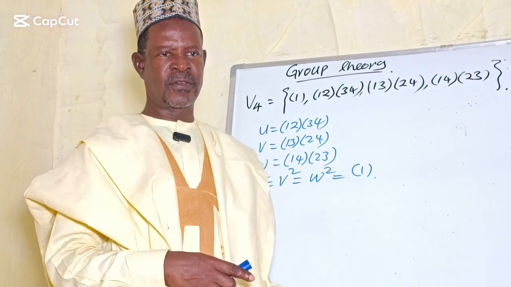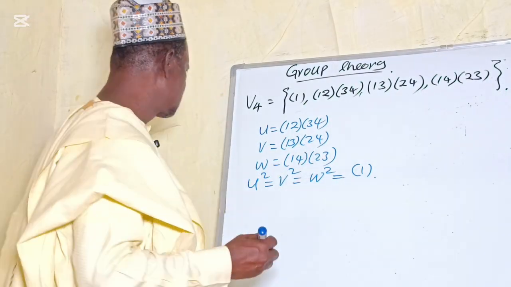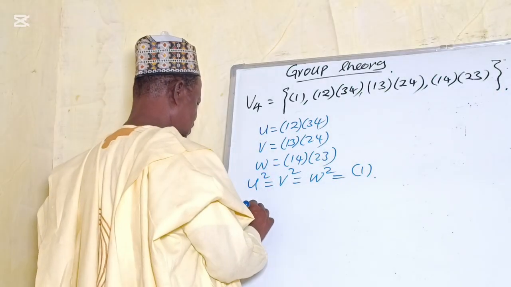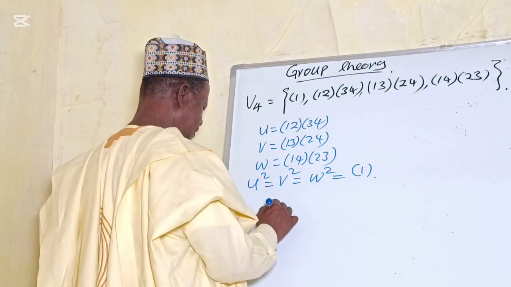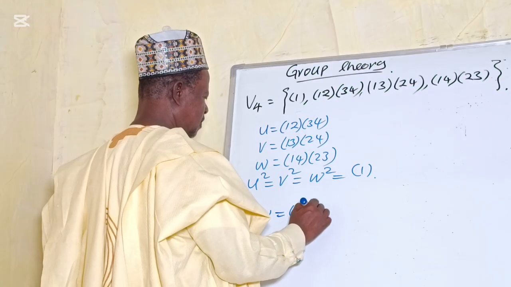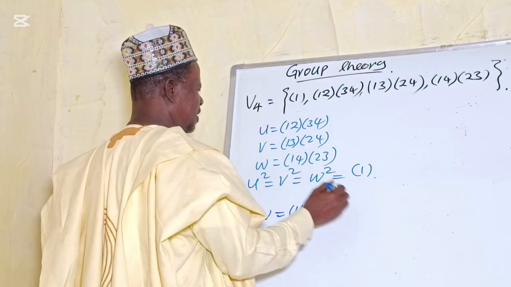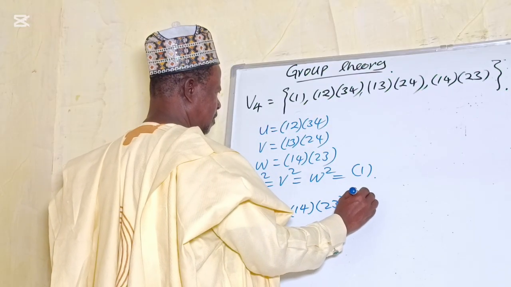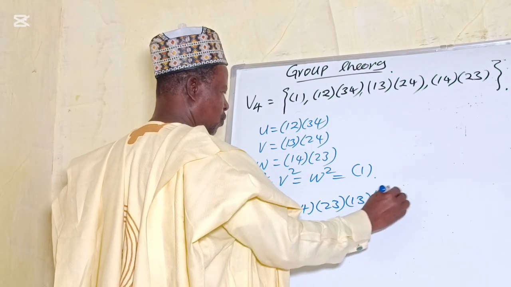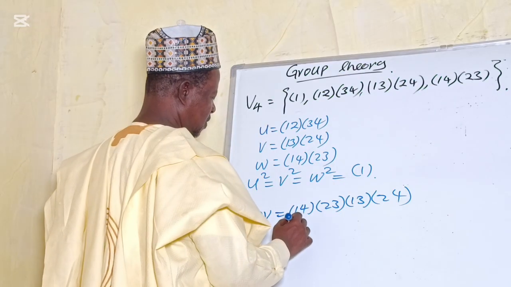Welcome to the continuation of our computations involving the B4. We are going to continue. Now, what is WV? Our W is 1423 and our V is 1324. Okay, so our computation goes like this.